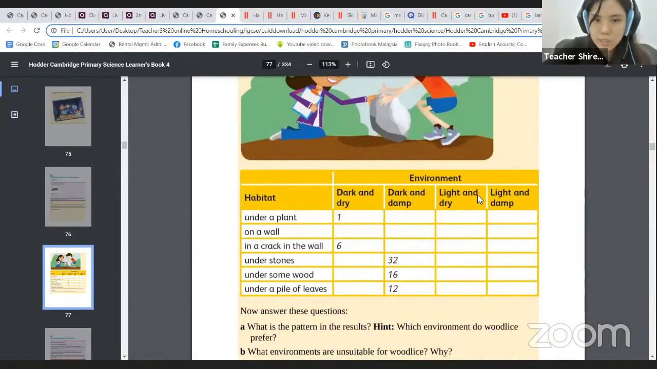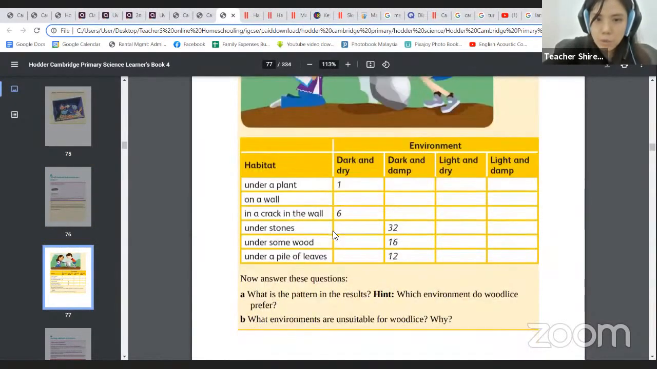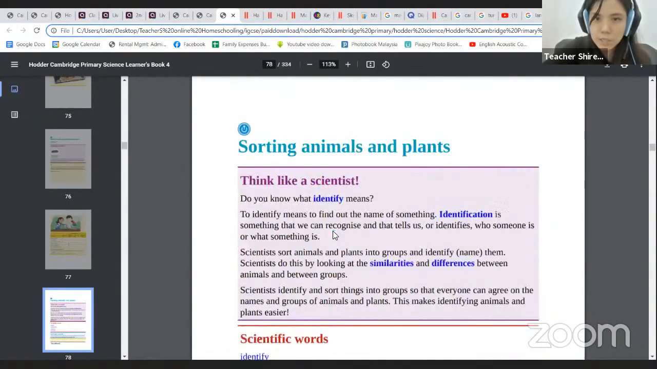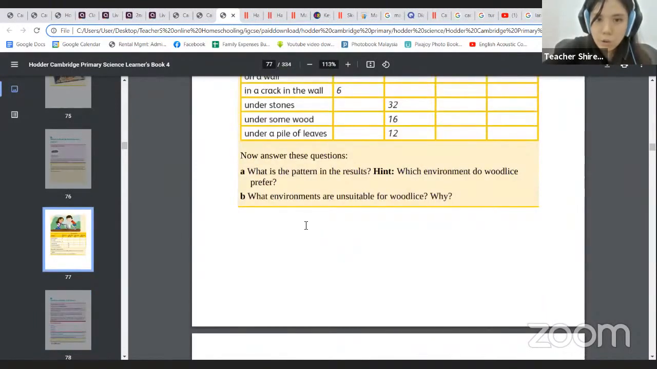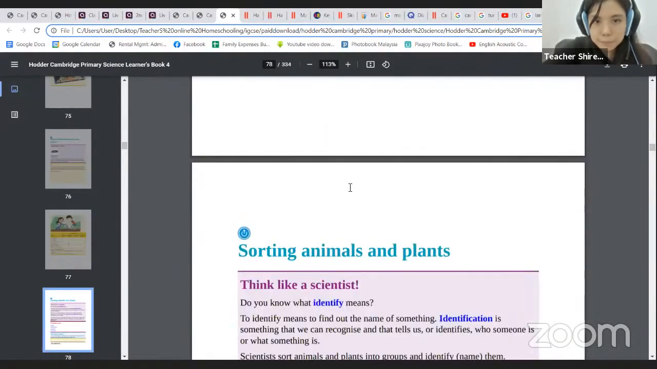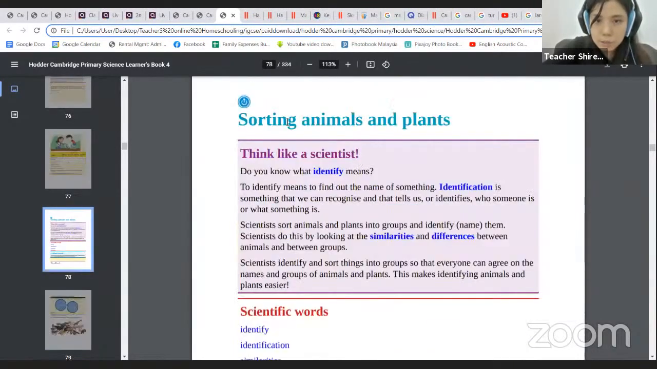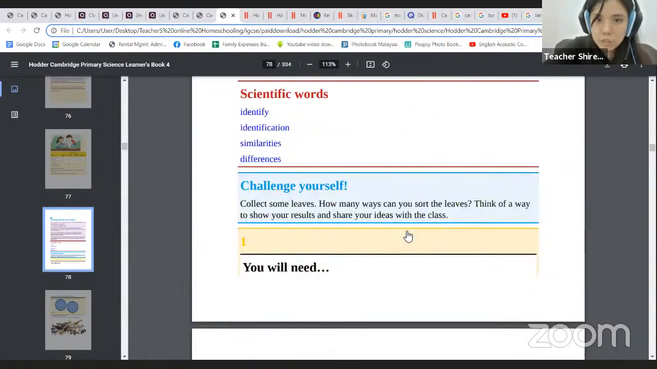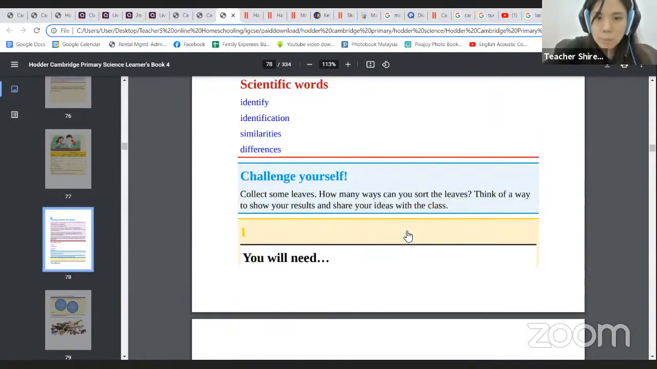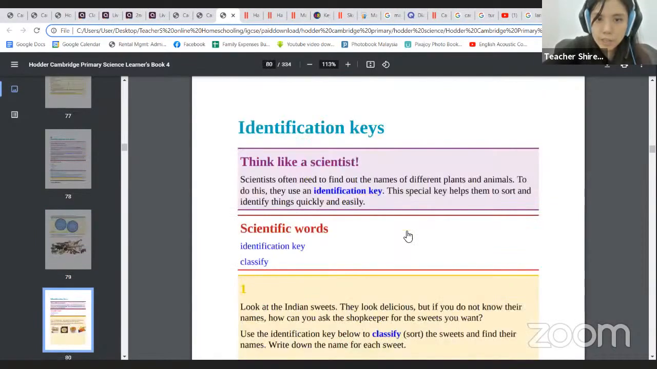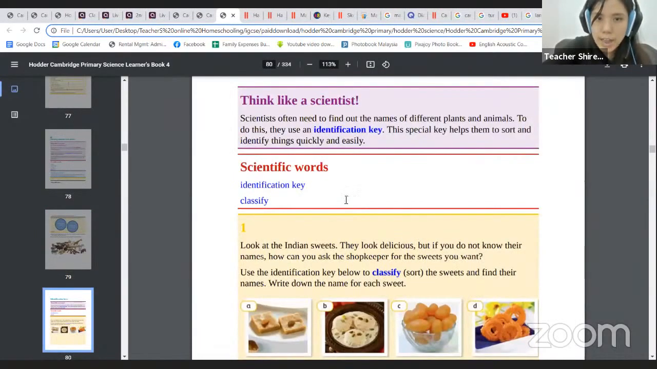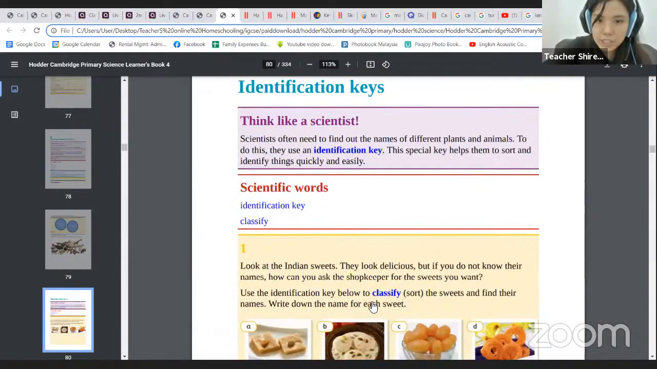I think we did this experiment before, so I'm going to skip this, but we did this for mini bees previously. Okay, and we learned about sorting animals and plant identifications. So instead of sorting, we learned about mind mapping. The sorting we call identification keys.